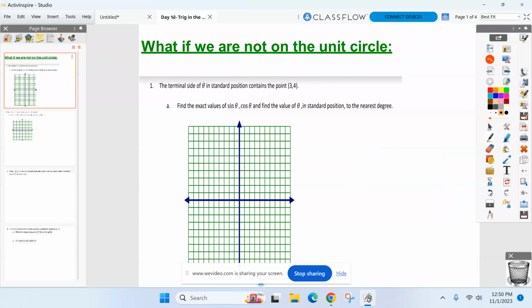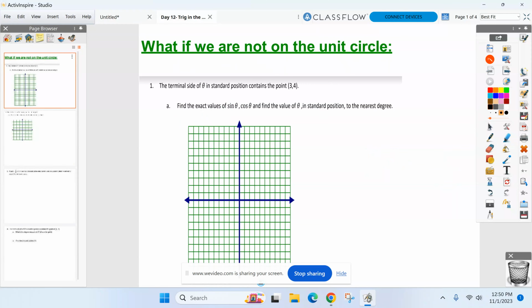Okay, here we go. So now we're going to start playing around with things that aren't on the unit circle anymore. So I can't just say, oh, let's take the y coordinate and there's your sine value. Let's take the x coordinate and there's your cosine. That only works if I'm on the unit circle. We are not going to be on the unit circle anymore. And I'll show you how I know.